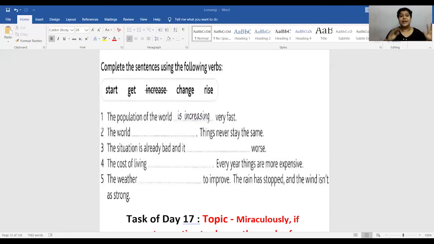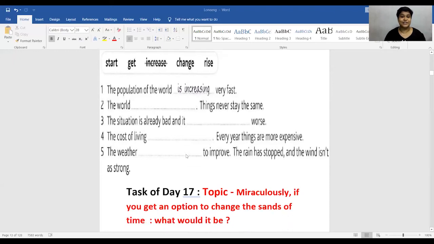I hope you got that right. So the world is changing. Things never stay the same. So this change, you have to put is changing. The situation is already bad and it dash worse. The situation is already bad and it is getting worse. Very good. I'm so glad you're able to make your present continuous yourself.